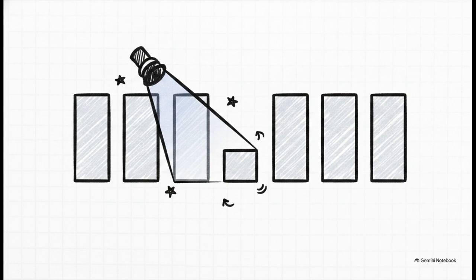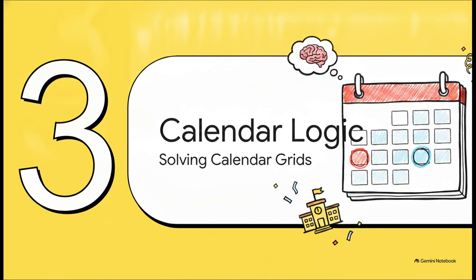Because it's literally the only month with fewer than 30 days, spotting it in a multiple choice lineup is basically a free point. Moving right into section 3, solving calendar questions. It's time for some calendar logic.